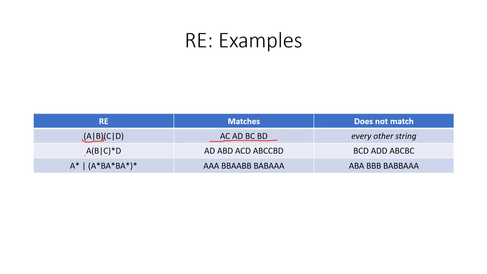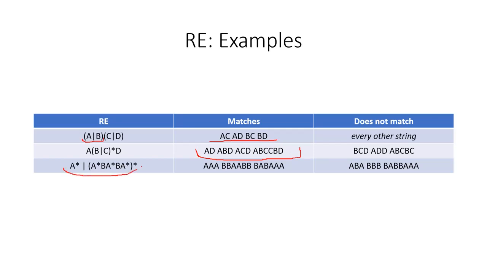The second example has only one parenthesis, but it involves the OR operator and the closure operator. So it means that B or C may repeat 0 or more times. So this one would satisfy our regular expression.